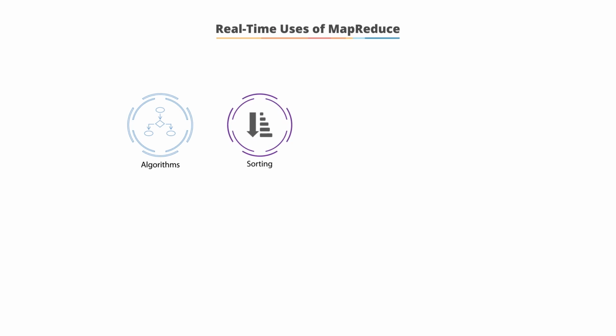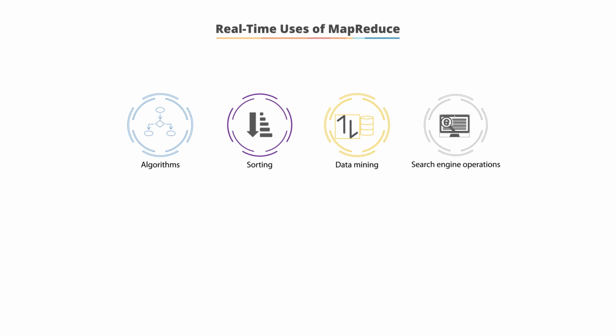Some of the real-time uses of MapReduce are as follows. Simple algorithms such as grep, text indexing, and reverse indexing. Data-intensive computing, which would include sorting large and small sets of data, stream data, and structured data. Data mining operations such as Bayesian classification, which you'll study later. And search engine operations such as keyword indexing, ad rendering, and page ranking.